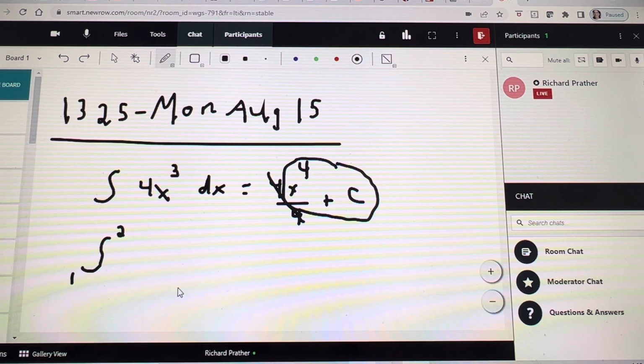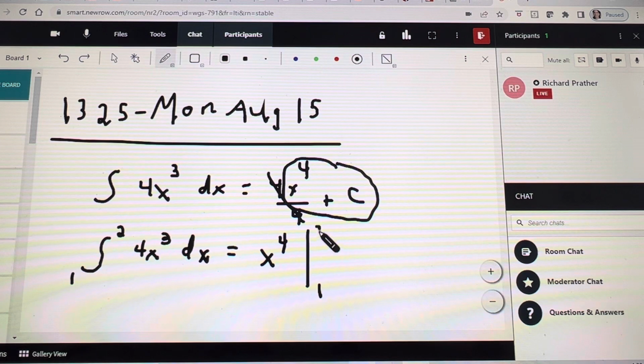So if we go between x values of 1 and 2, that's called a definite integral because it has a definite section of a graph that it correlates to. You do the antiderivative in the same way, so you're going to get x to the 4th. But you don't put a plus c. Instead, we evaluate this answer at 1 and 2. And in fact, the way it's written is you put capital F of 2 minus capital F of 1. Little f is the original function, and capital F is the antiderivative.